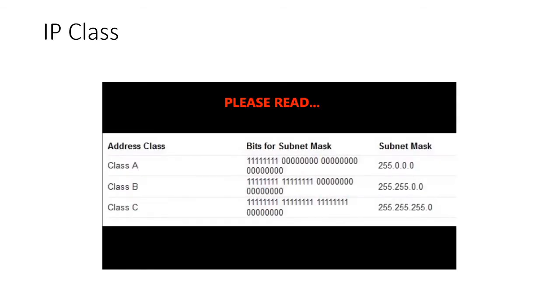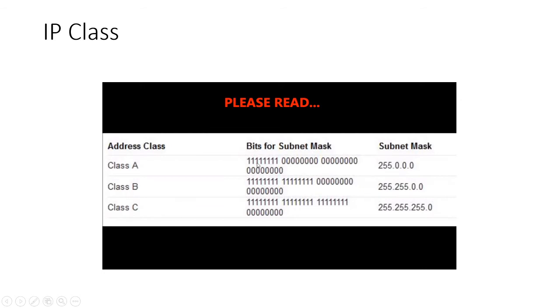So these are the IP classes: class A, class B, class C, and the bits for the subnet mask. These are the four fields separated by dots, with an IP range like 1.0.0.0. There will be four fields in IPv4, which is 32 bits, while the other is 128 bits. These are the bits for the subnet mask, fields 1, 2, 3, 4.